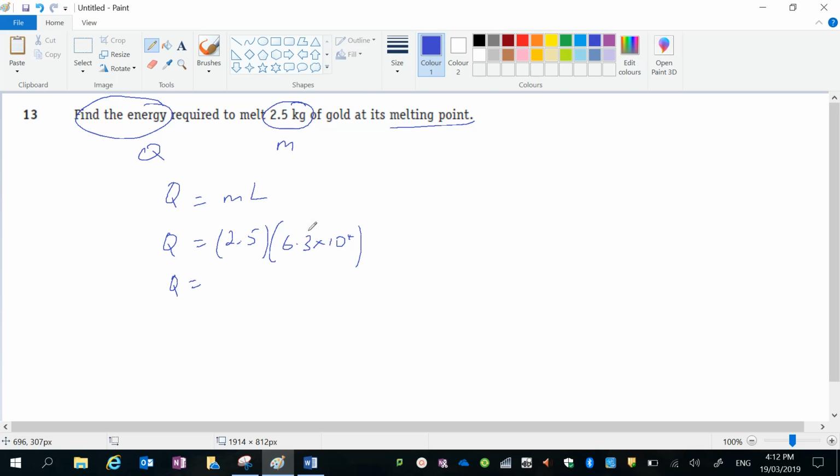Because remember, brackets, then another set of brackets, if there's no symbol, it always means times. Same with the formula. No symbol always means multiply. 157,500 is the answer. Q is heat, it's in joules. Finished.